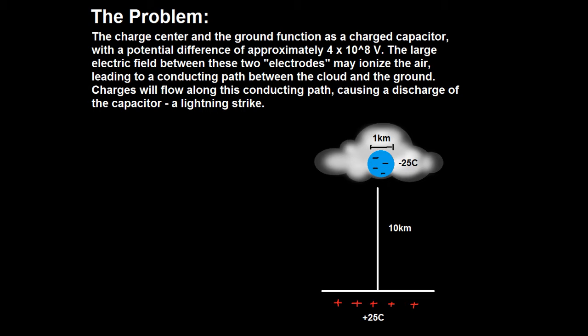Both charges are 25 coulombs, but the charge in the sky is negative and the charge on the ground is positive. The distance between them is 10 kilometers, and the charge in the sky is 1 kilometer in diameter.